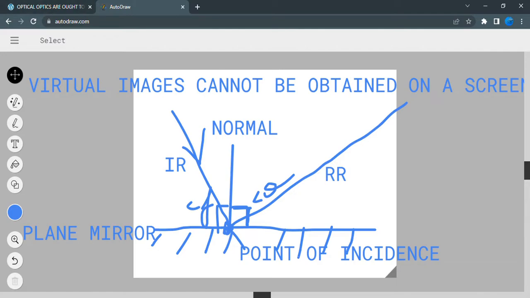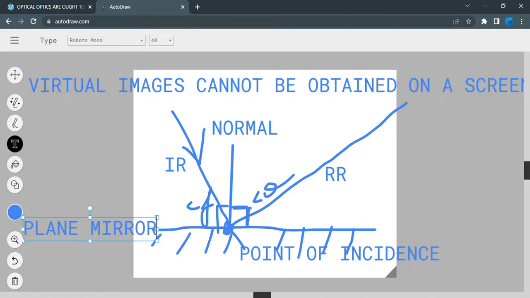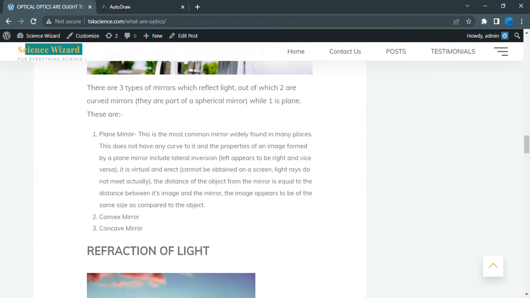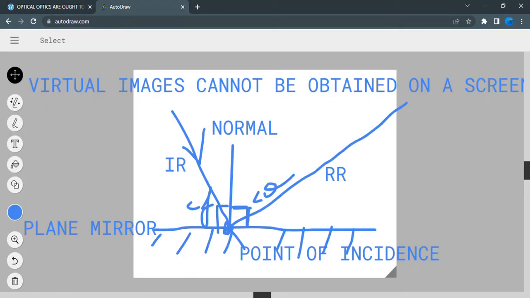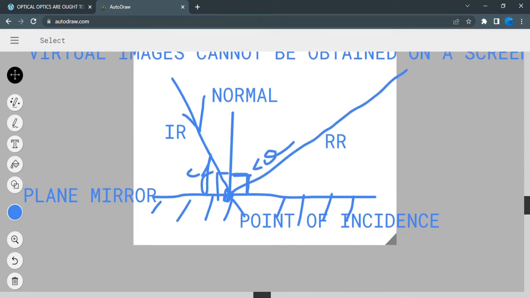There is also no change in size of the image formed by a plane mirror. So there is going to be no demagnification or magnification taking place in the image as compared to the actual objects. And the distance between the object and the plane mirror is going to be equal to the distance of its image and the plane mirror.